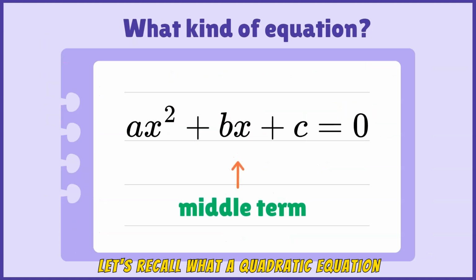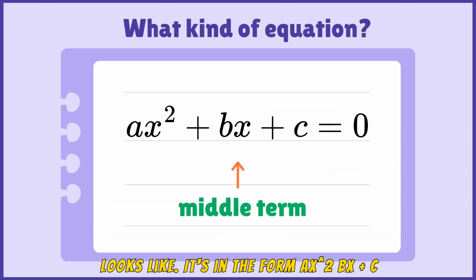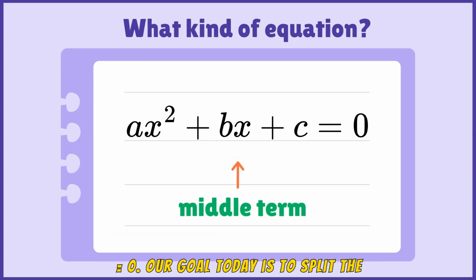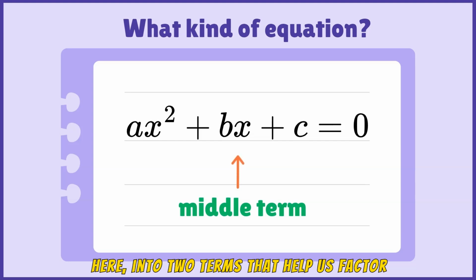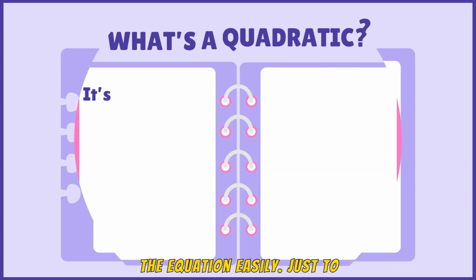First, let's recall what a quadratic equation looks like. It's in the form ax squared plus bx plus c equals 0. Our goal today is to split the middle term, the bx term, which you see here, into 2 terms that help us factor the equation easily.